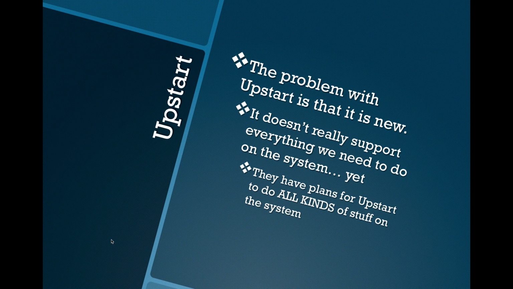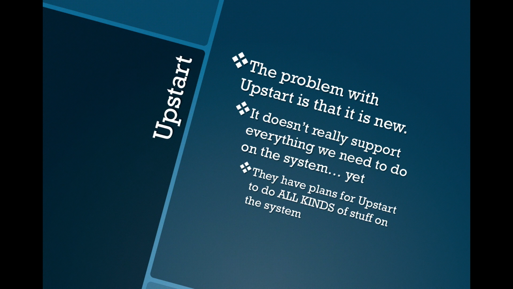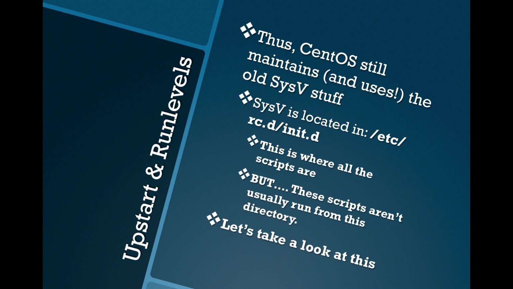Okay, so one of the problems that we have with Upstart is, again, it's new. So I talked about this just a little bit. It doesn't support everything. That's why we have this big convoluted script right here, or flowchart, that shows what stuff is handled by SysV and what stuff is handled by Upstart. So eventually this will all begin to make a little bit more sense once everything gets moved into Upstart. But that, again, is going to be a while. So like we said, everything in CentOS is still using all the old SysV stuff.